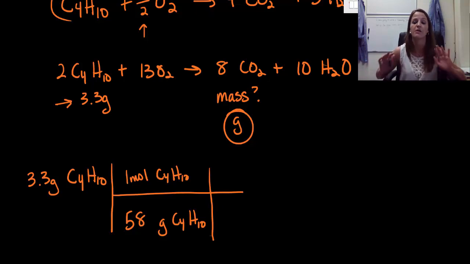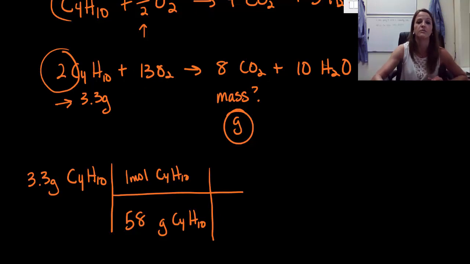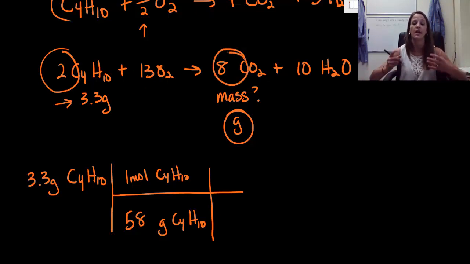We're trying to figure out our mass of carbon dioxide. So all we need to do is look at the coefficient in front of the butane and the coefficient in front of the carbon dioxide, and we're going to use this in a mole-to-mole ratio. All these coefficients are telling me is that for every 2 moles of butane, I will always get 8 moles of carbon dioxide.